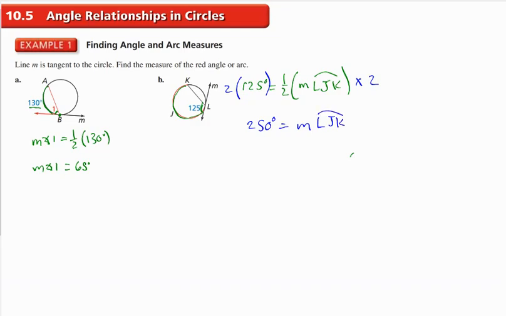So they're both using the same theorem, just one you're solving for the angle for part A, and then in part B you're solving for the measure of the arc it intercepts.